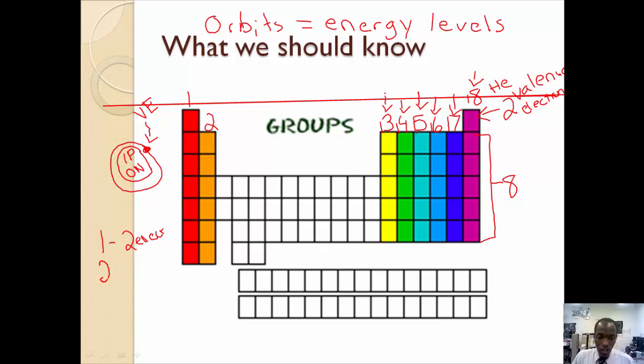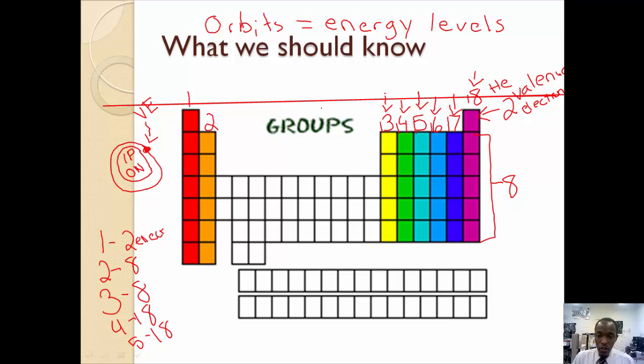The second orbit can hold 8. The third orbit can hold 8. The fourth orbit is 18. And if we have to, the fifth orbit is also 18. So 2, 8, 8, 18, 18, then it goes 32, 32, so on and so forth. All right. So this is the total.